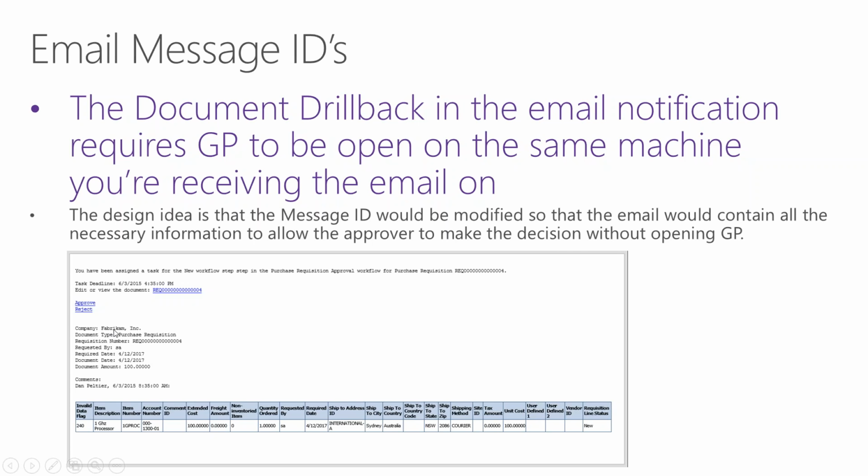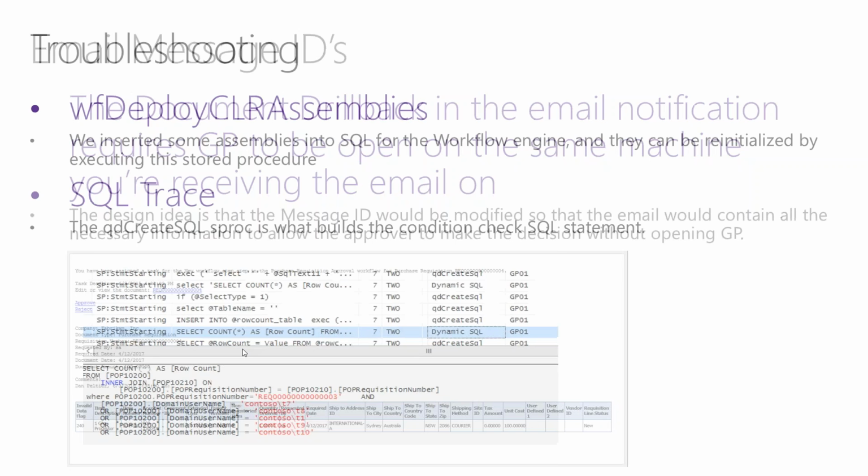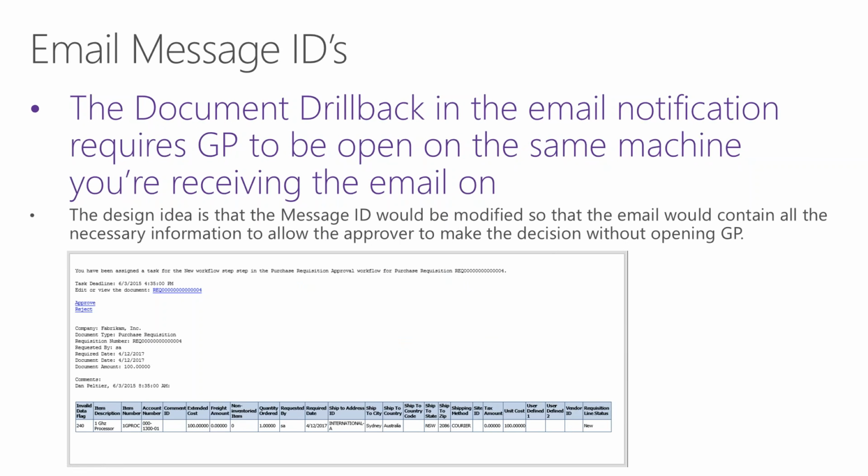There's indication within the email of the company. So if you have multiple companies in your environment, you can have workflows for different companies, the document type, the requisition number, who it was requested by, the required date of the requisition items, the document date of the requisition, the document amount of the requisition, and then any of the comments. So when you're actually doing a workflow, you get to put some comments into your submission or your approval, and those comments do show up on the email.